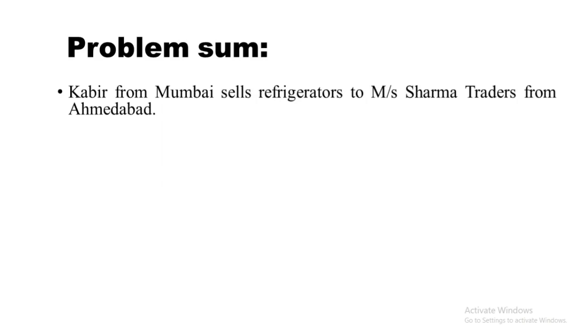Next, Kabir from Mumbai sells a refrigerator to Sharma Traders from Ahmedabad. So here the refrigerators have been sold from Mumbai to Ahmedabad. So there is movement of goods. As per the rule of movement of goods, your place of supply will be the last destination of your recipient. So here the recipient is Sharma Traders. The goods have been moved from Mumbai to Ahmedabad. So your place of supply will be Ahmedabad.